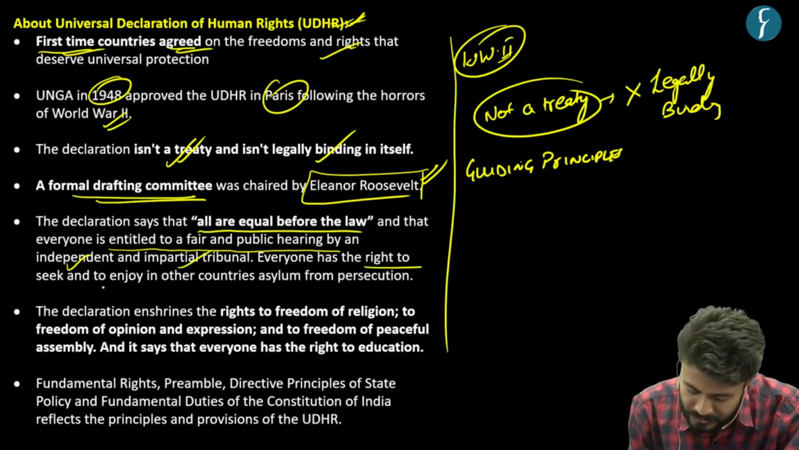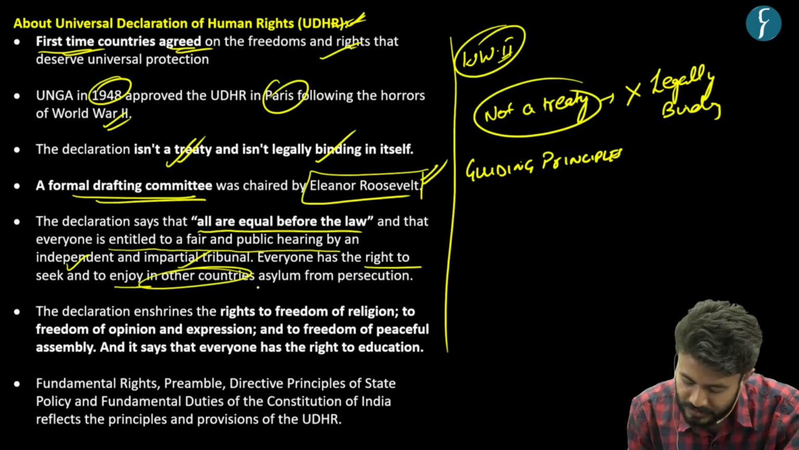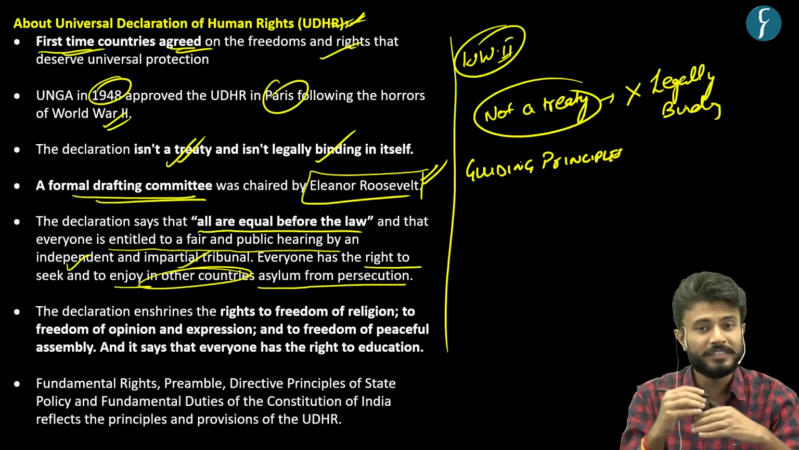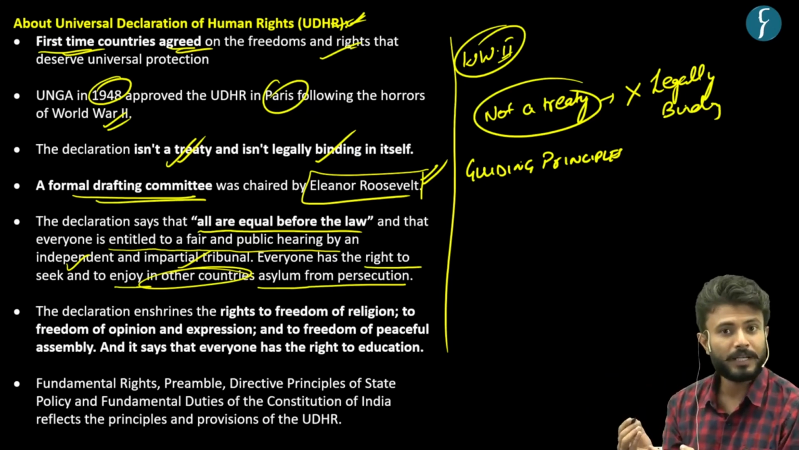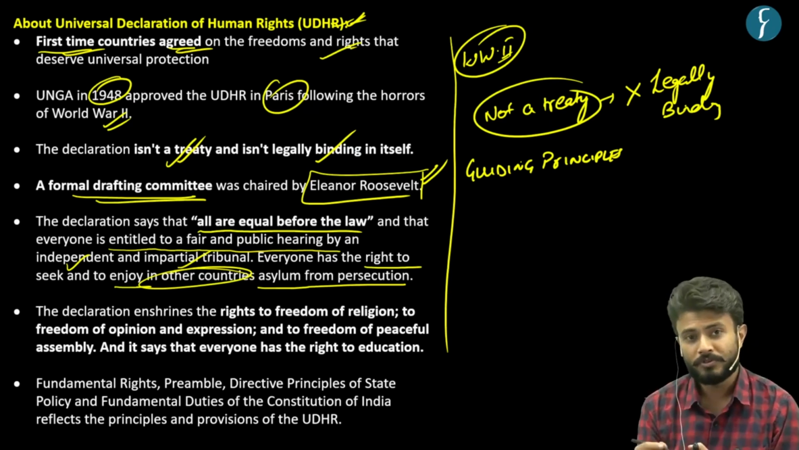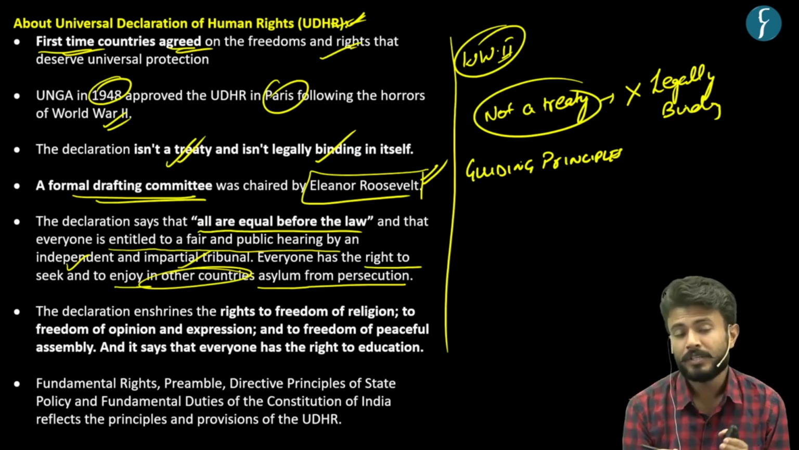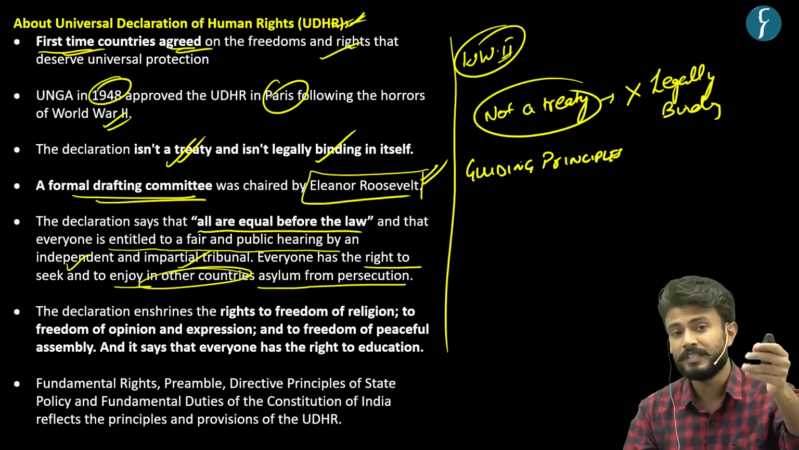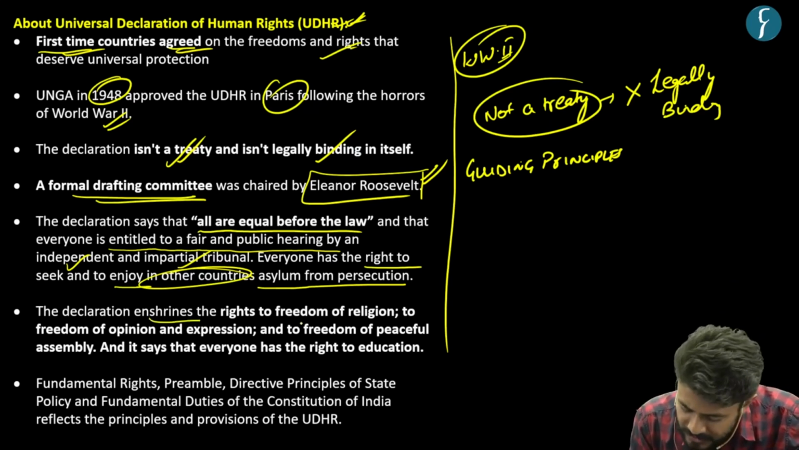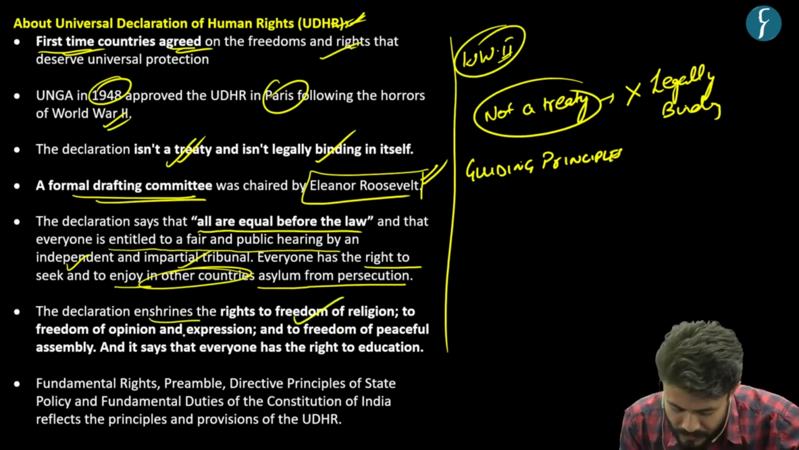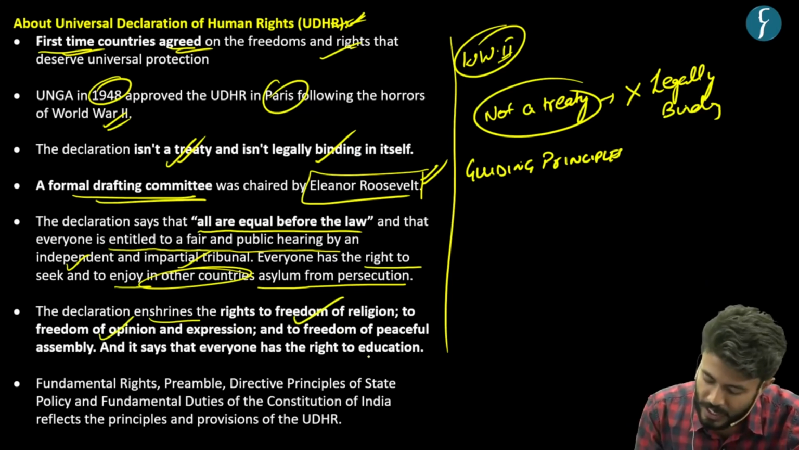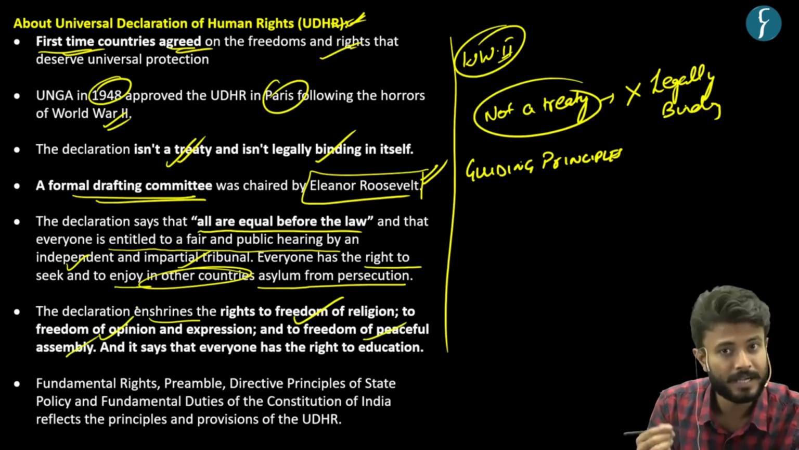Everyone has the right to seek and to enjoy in other countries asylum from persecution. Okay, so in this sense, just think about the Citizenship Amendment Act, right? In this sense, also think about the Rohingya refugees, and about the forced refugees in the regions of West Asia and Northern Africa, right? The declaration enshrines the right to freedom of religion, freedom of opinion and expression, Article 19, Article 25, and the freedom of peaceful assembly, again Article 19.